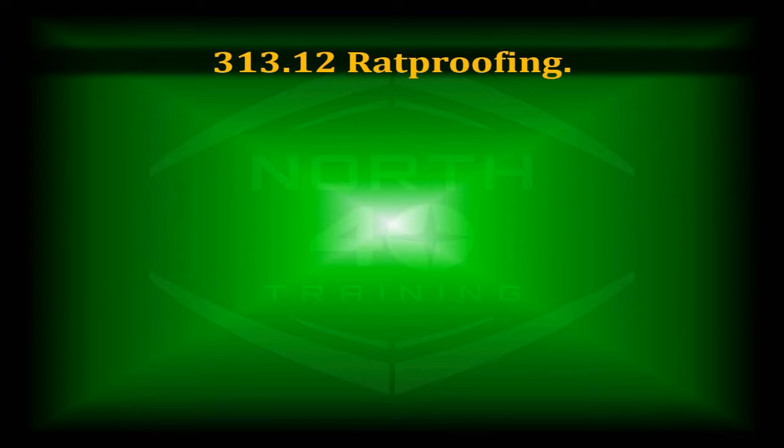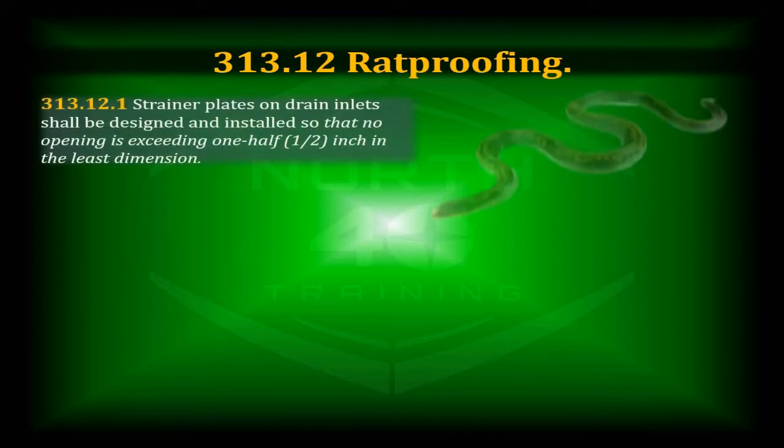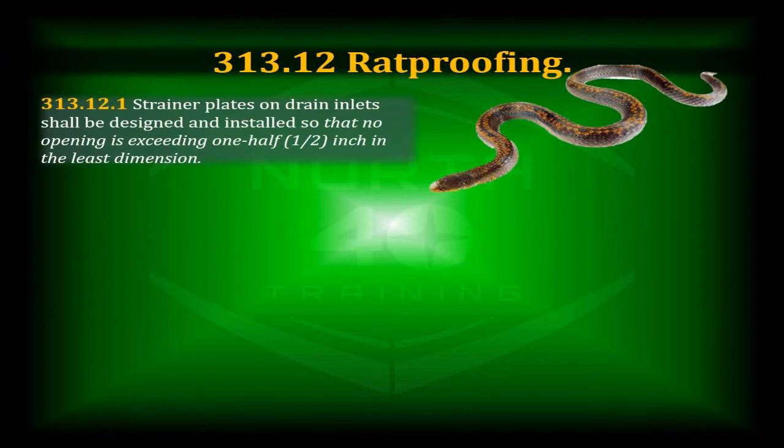313.12. Rat proofing. 313.12.1. Strainer plates on drain inlets shall be designed and installed so that no opening is exceeding 1/2 inch in the least dimension.